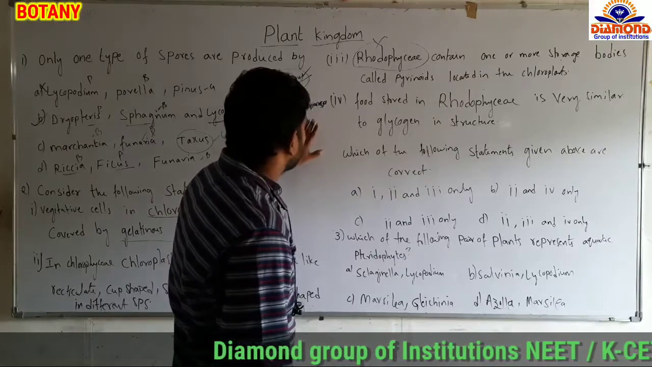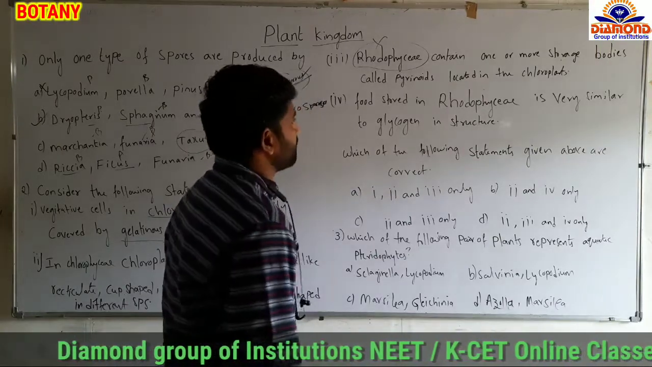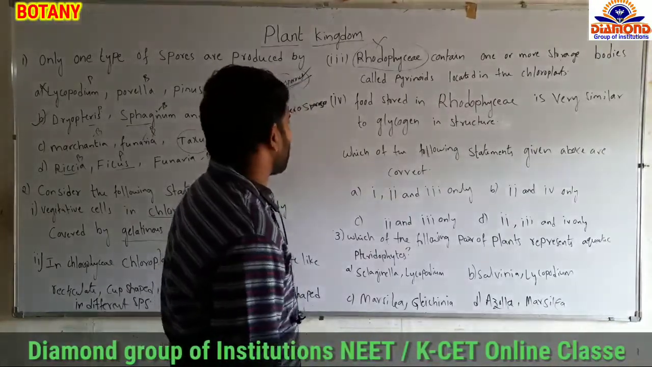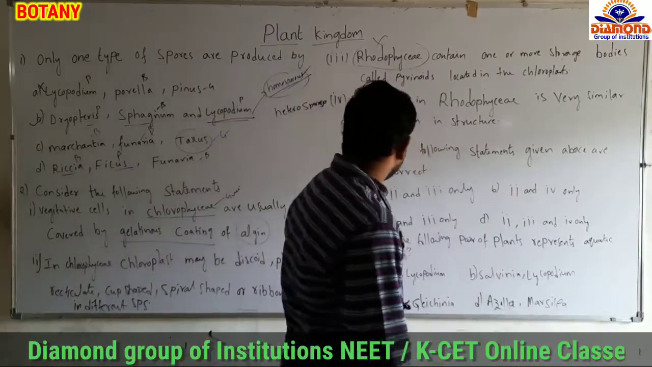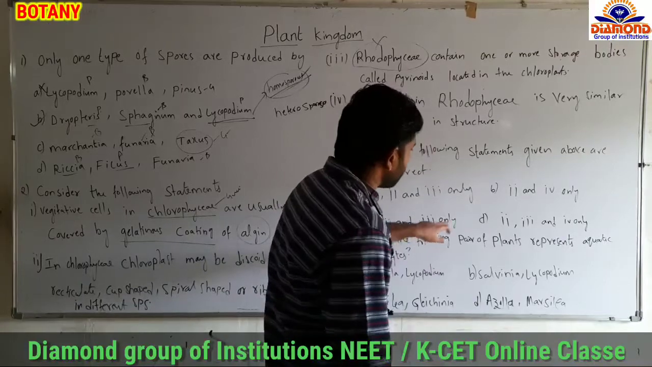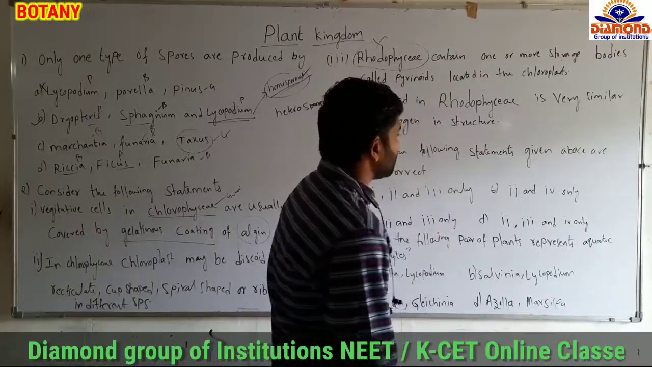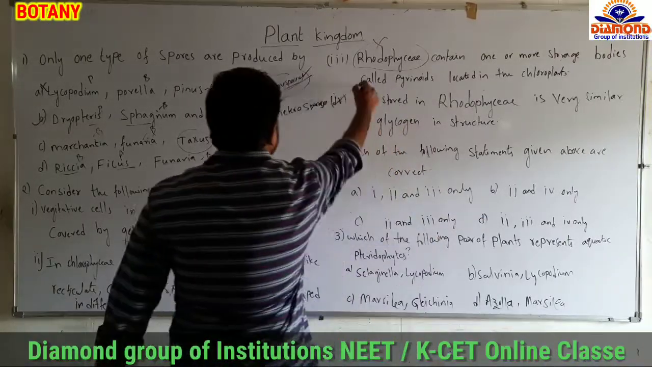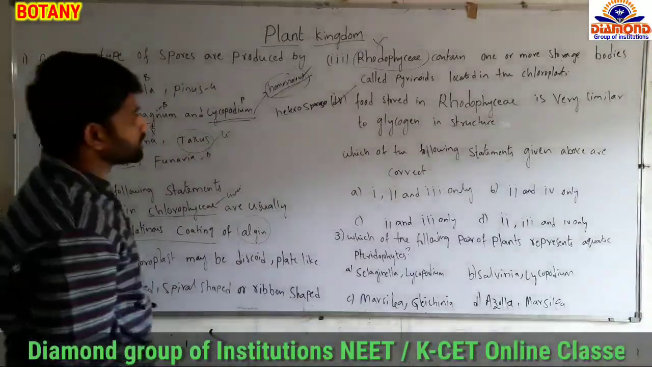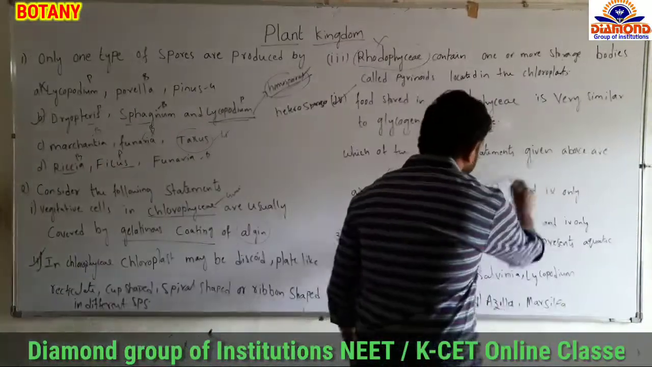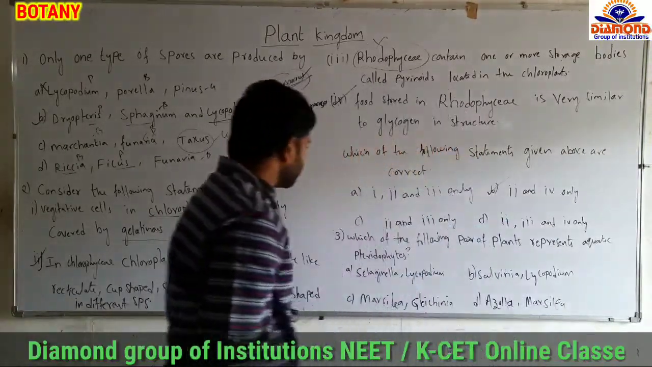These are the 4 options. Which of the following statements given above are correct? Option A: 1, 2, 3. Option B: 2 and 4. Option C: 2 and 3. And option D: 2, 3 and 4 only. The fourth one is a correct statement, and the second one means statements 2 and 4 are correct. So the answer is B. And next, the third question.